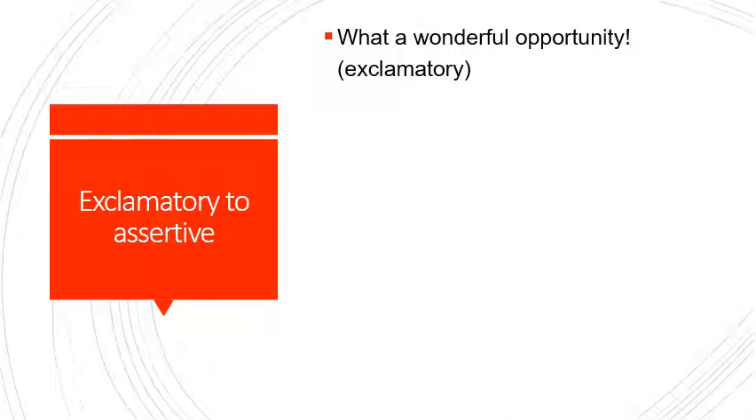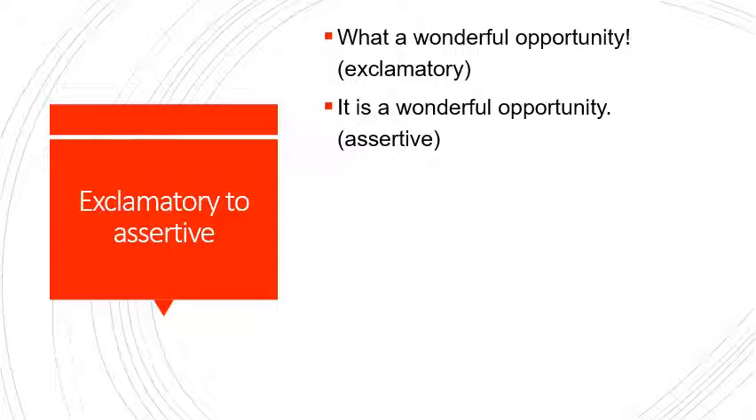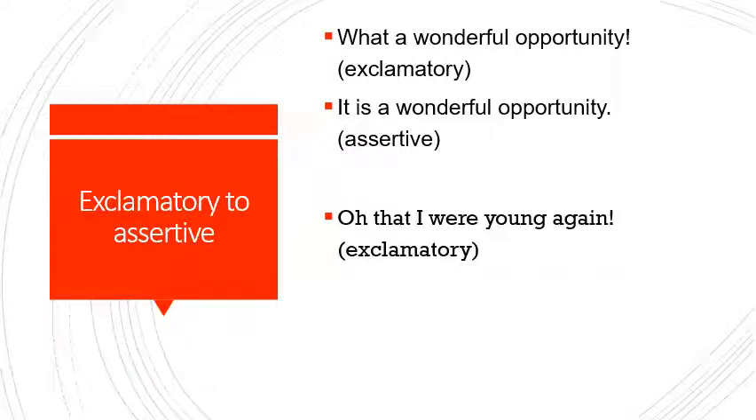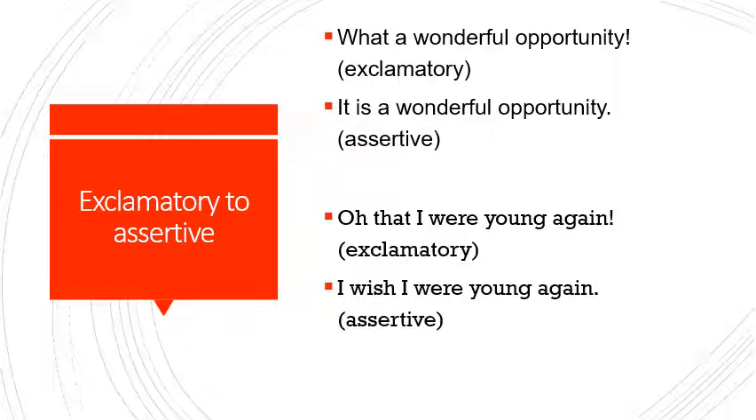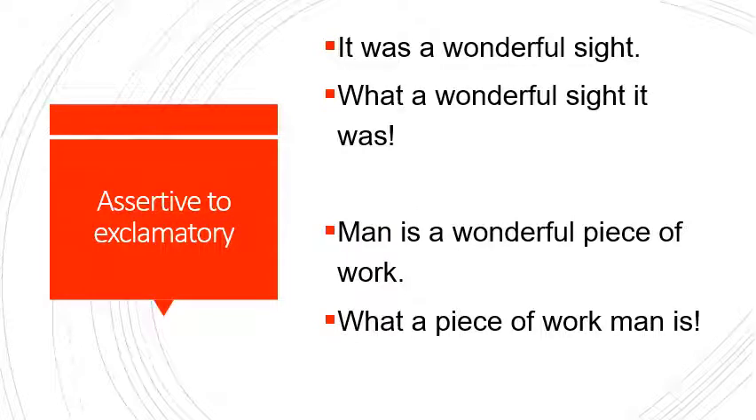How do you change an exclamatory sentence into an assertive sentence? നമ്മൾ എങ്ങനെയാണ് exclamatory sentence നെ declarative അല്ലെങ്കിൽ assertive ആക്കുന്നത്? First sentence, what a wonderful opportunity. That's an exclamatory sentence. When you change it into an assertive sentence or a declarative sentence, you say, it is a wonderful opportunity. That's a statement. Oh, that I were young again. Exclamatory. I wish I were young again. That is the assertive or declarative sentence.